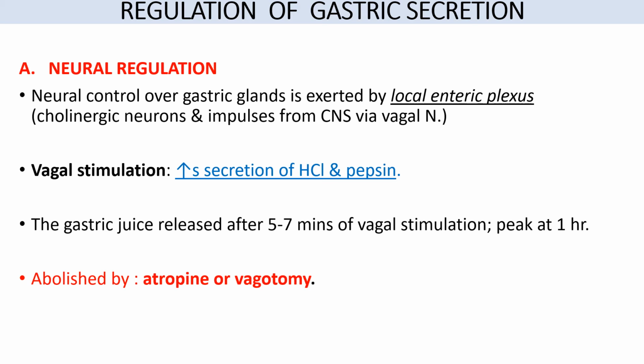The neural control over the gastric glands is exerted by a local enteric nervous plexus that involves the cholinergic neurons and impulses from the central nervous system via the 10th cranial nerve, or the vagus nerve. Vagal stimulation always causes increased secretion of hydrochloric acid and pepsin from the parietal cells. This vagal response can be abolished by vagotomy, that is cutting both the vagus nerves, and also by the use of anticholinergic drugs such as atropine.